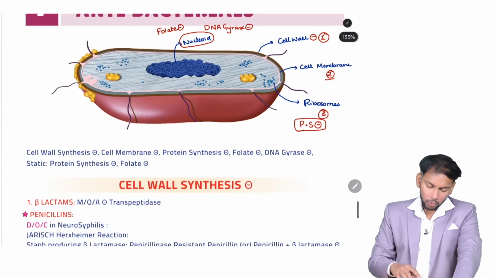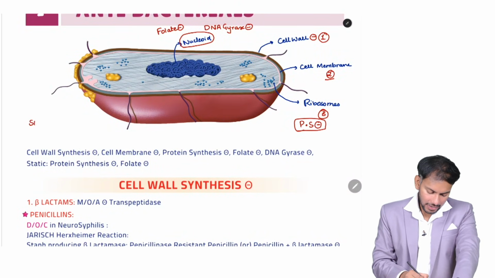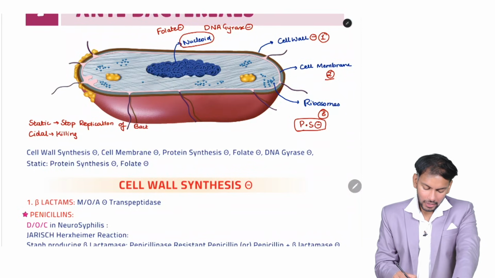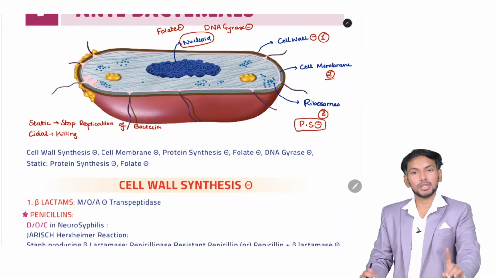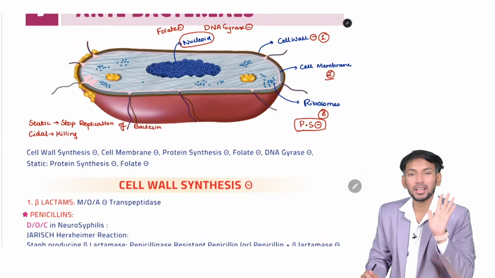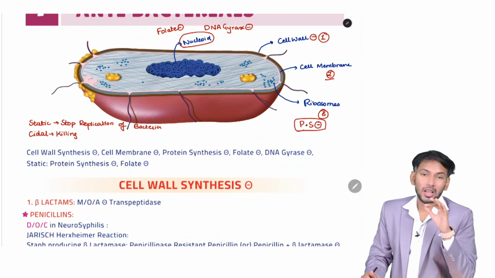Now how do these antibiotics work? It can work via 2 mechanisms, either static or cidal. Cidal means it is killing. Static means it will stop replication of bacteria. This is the meaning of static. So there are these 5 classes: cell wall synthesis inhibitors, cell membrane inhibitors, protein synthesis inhibitors, folate inhibitors and DNA gyrase inhibitors. Now how to remember which are static and which are cidal?